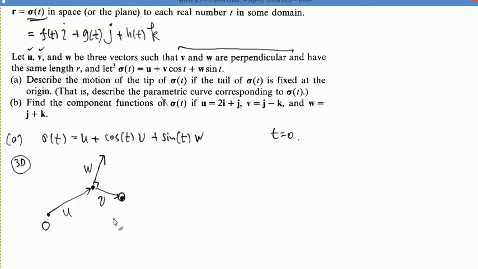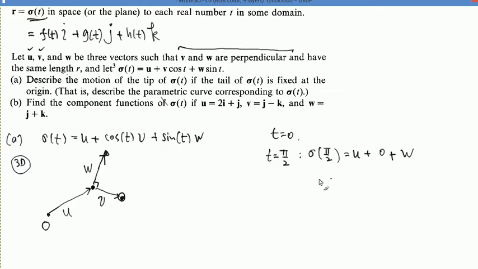Fair enough? How about t equals pi over 2? You see where that goes? Pi over 2, cosine is 0, right? So sigma of pi over 2 would be u, which is still there. Now the v term is a zero vector. How about the next one? That's 1 times w, right? So u plus w would be here, correct?